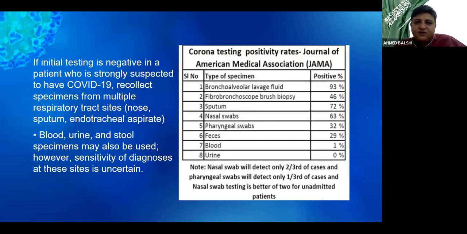What about the percentage of positivity of each sample? As we see here, the BAL is positive about 93%, sputum about 72%, nasal swab alone 63%, and pharyngeal swab 32%. That's why when we combine the nasopharyngeal swab together, the sensitivity will be higher.